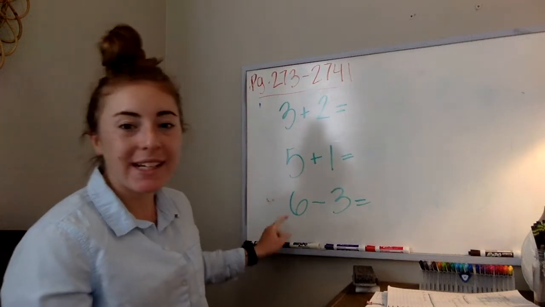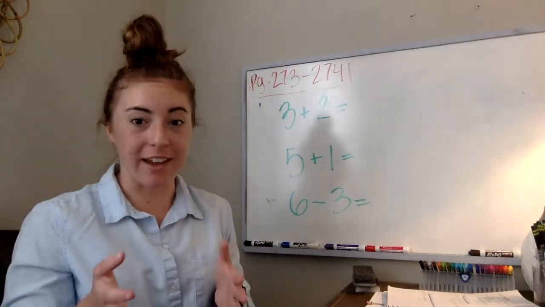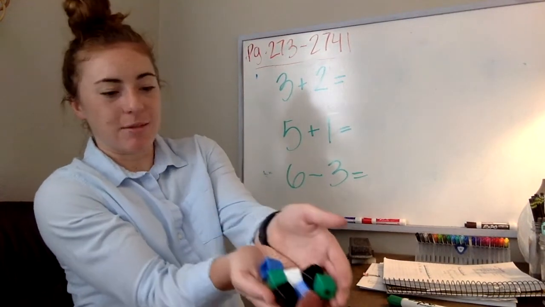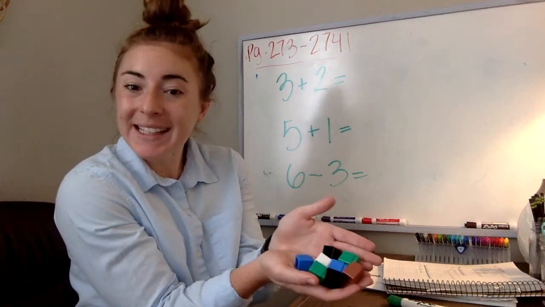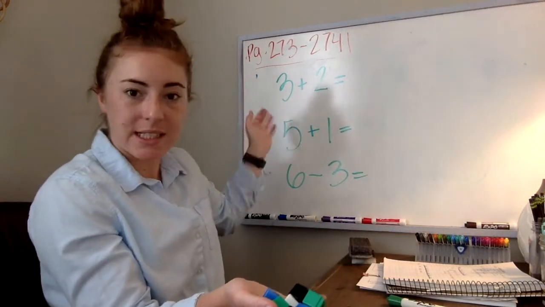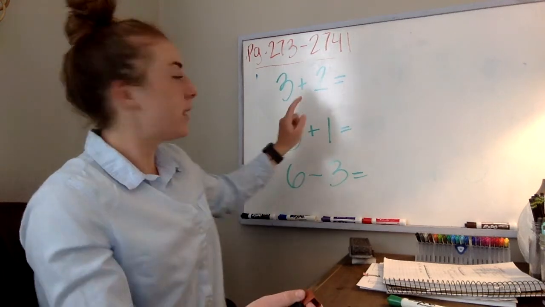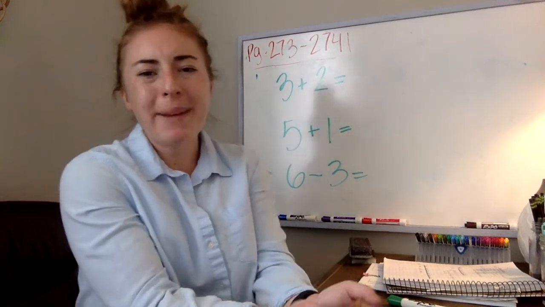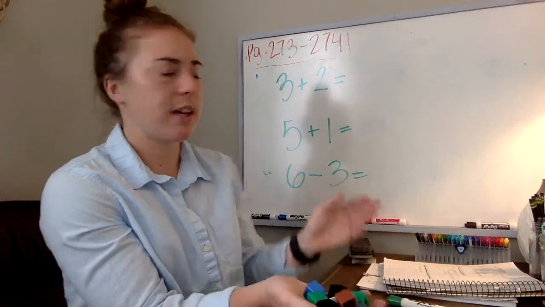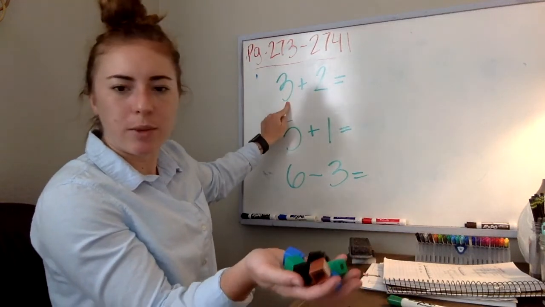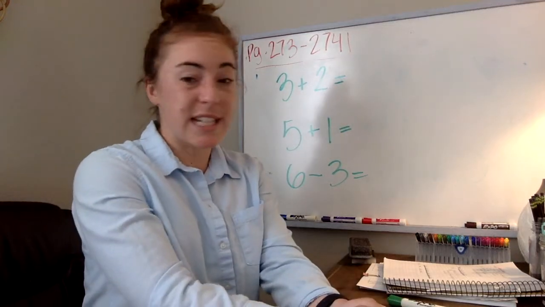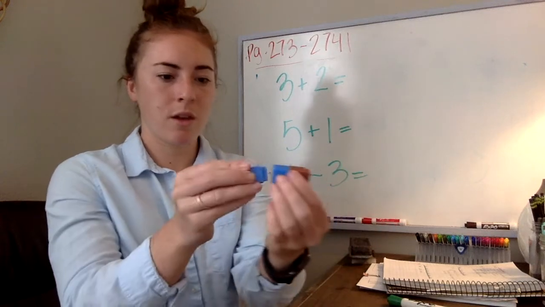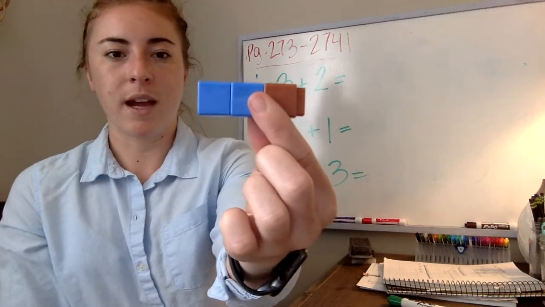I have 3 number sentences that I want to work together to build. And I also have some cubes. You remember these, right? So I want to use these to show my number sentence. So for the first number sentence, can you read this with me? 3 plus 2 equals. So how many cubes should I start with? If I read 3 plus 2, what should I start with? 3. So I'm going to take 3 cubes. 1, 2, 3. I have 3 cubes.